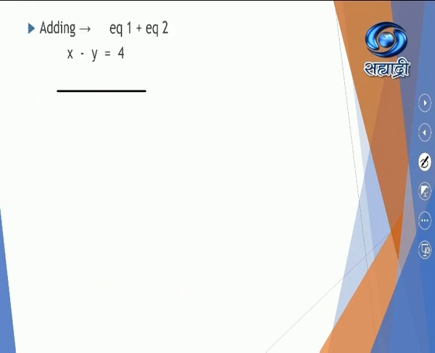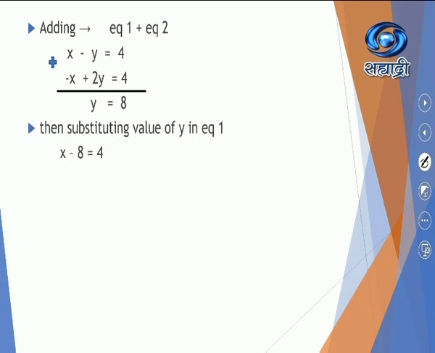Moving further, adding equation 1 and equation 2, that is x minus y equal to 4 plus minus x plus 2y equal to 4, we get y is equal to 8. As one x is positive and the other is negative, they get eliminated and you get y value as 8. Now substituting this y is equal to 8 in equation number 1, that is x minus 8 equal to 4. So obviously x is equal to 12. Now we are ready with x and y values.